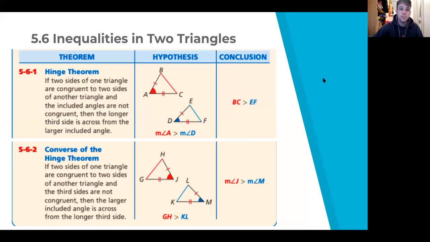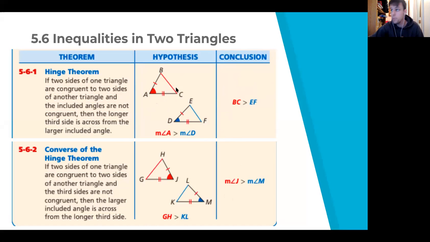All right, and then we have chapter 5.6, which deals with inequalities in two triangles. So we have the hinge theorem and the converse of the hinge theorem, which basically says that if in two triangles we have two sets of congruent angles and the angles between them are not equal, then the sides between them are also not going to be equal. And the bigger side is going to be across from the bigger angle.